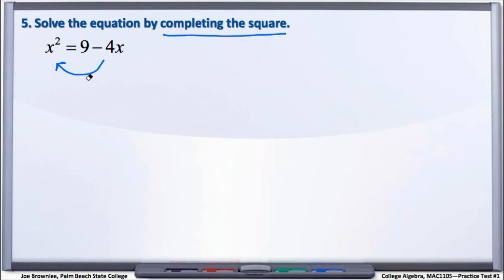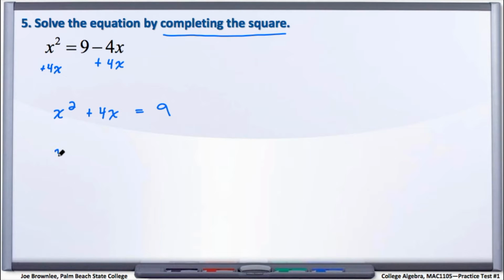And we'll go ahead and indicate what we're doing. So add 4x to both sides. That'll give us x squared plus 4x equals 9. And so now you can see that on the left of our equation we have the terms with x's, and on the right we have our constant.